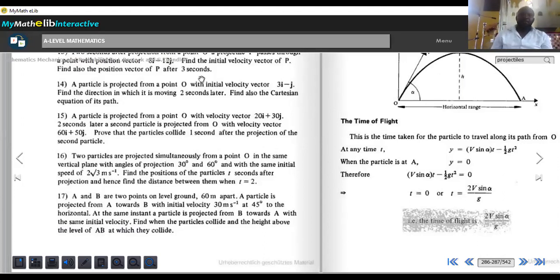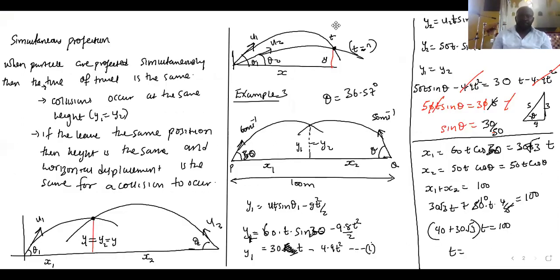So we go back to our white page. So the number 17, you say the answer is 1.09 seconds. So we have a new question. That question is number 17.